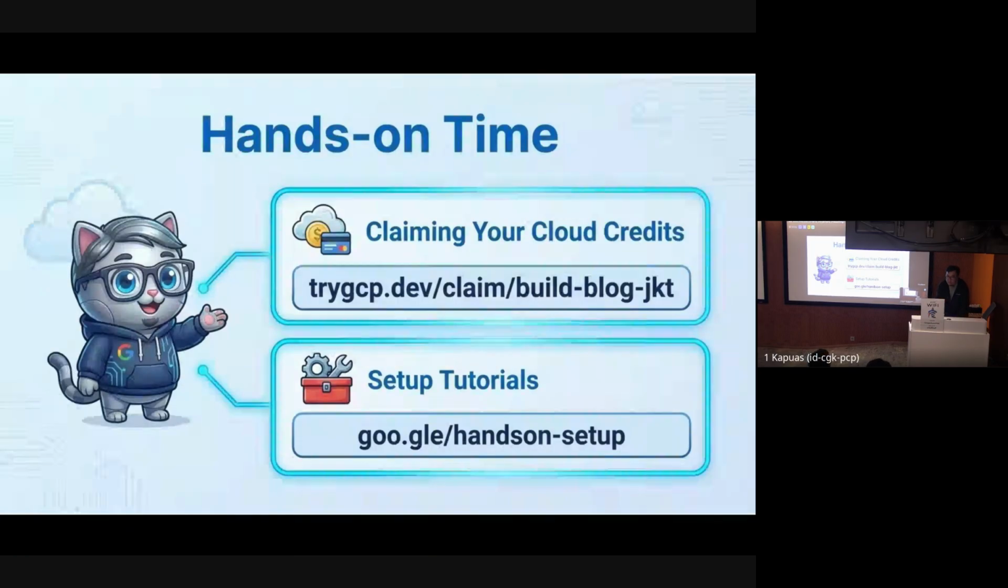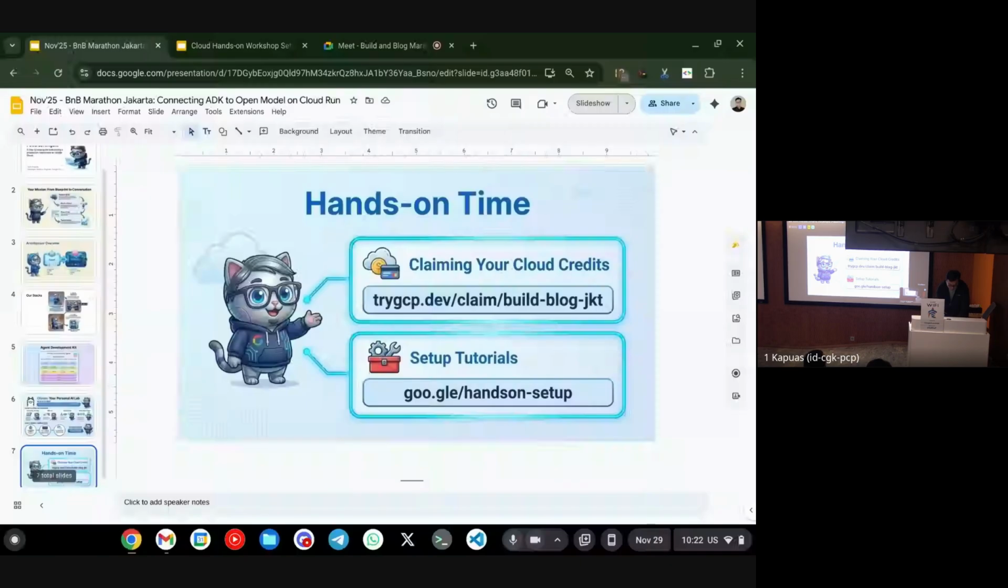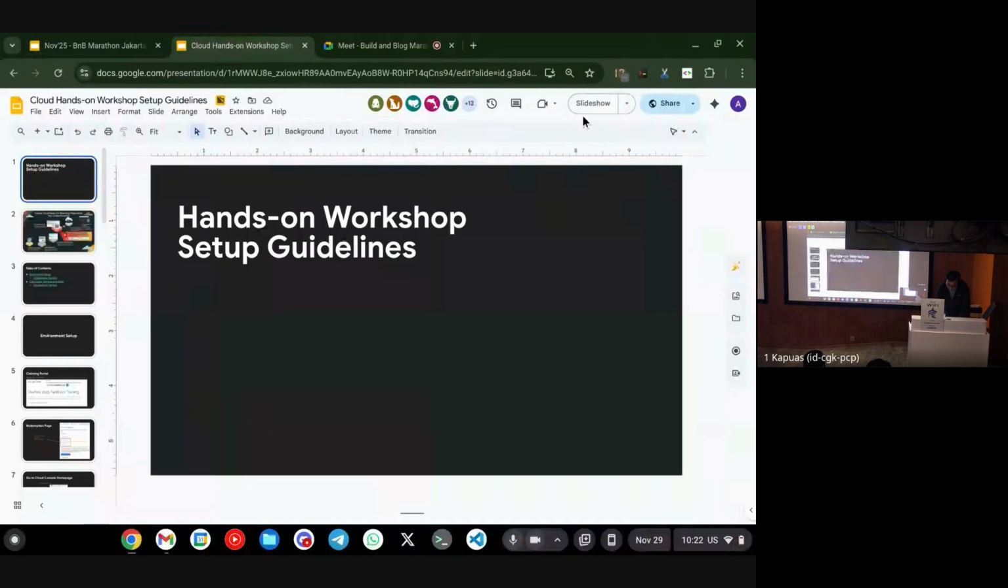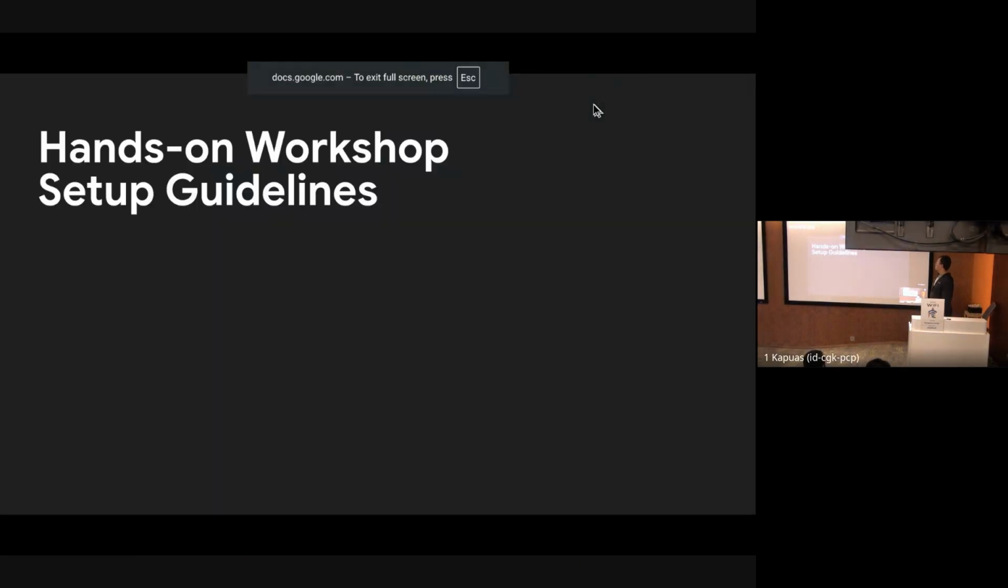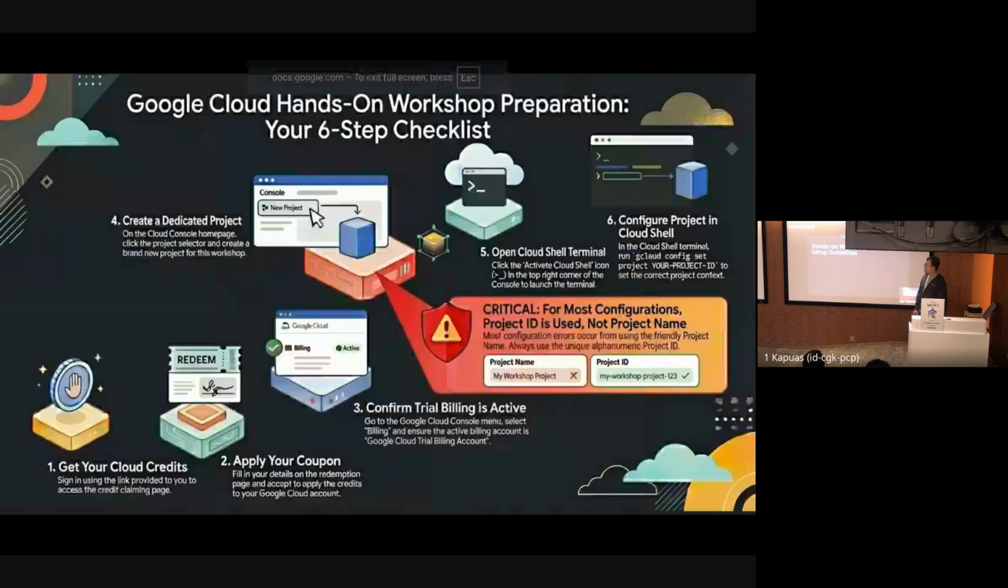Jadi kalau sudah difoto, untuk yang belum ngeklaim, kurang lebih stepnya seperti ini ya. Jadi dibuka dulu halaman claiming cloud credits-nya, lalu nanti akan ada kupon yang bisa di-accept oleh teman-teman. Nah, lalu setelah kuponnya di-accept, teman-teman perlu membuat project dan memastikan bahwa project-nya itu sudah ter-link dengan billing account yang barusan diklaim. Gitu.